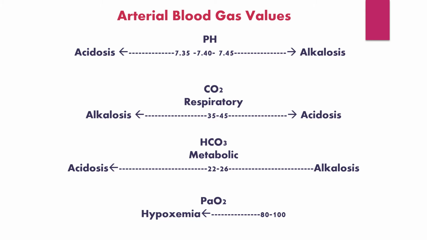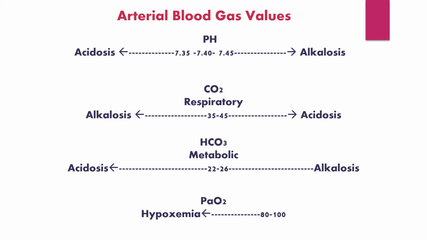And here are our values you need to memorize for our class. Recognize that the pH is 7.35 to 7.45. This is the normal range. Anything lower than this is acidosis, and anything higher than this is alkalosis. Remember, the higher the number, the more basic or alkalotic it is.